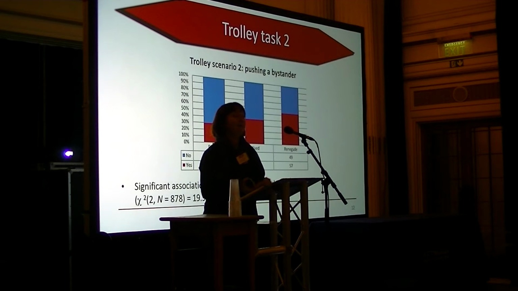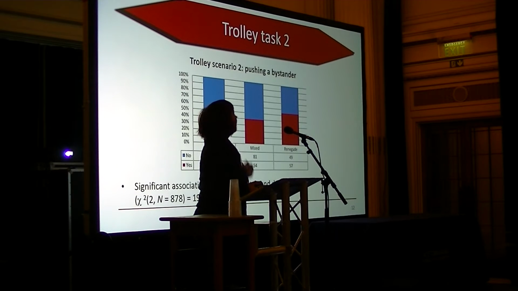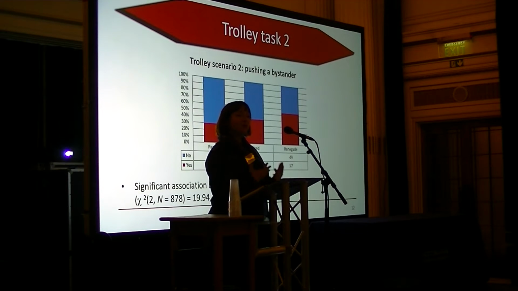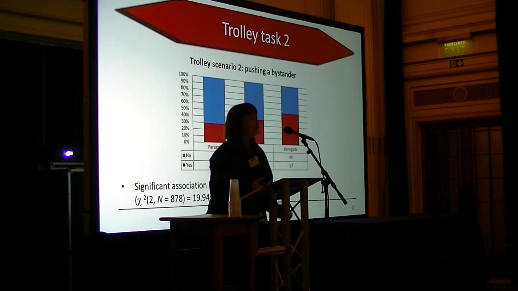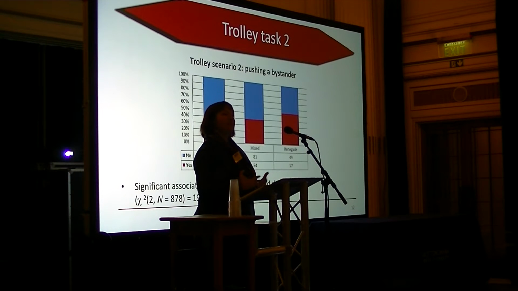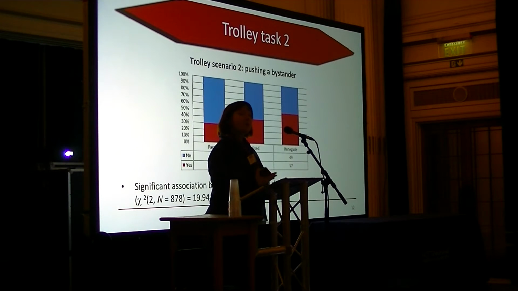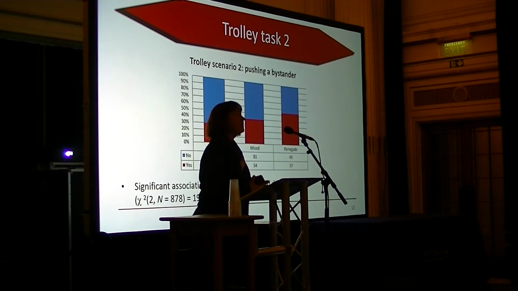Now, our trolley game players. You can see that Paragon players followed the usual population trends: only 30% of them would push the person onto the tracks. Now, Renegade, 50%. So they were showing a much more utilitarian response rather than a deontological response in this scenario.